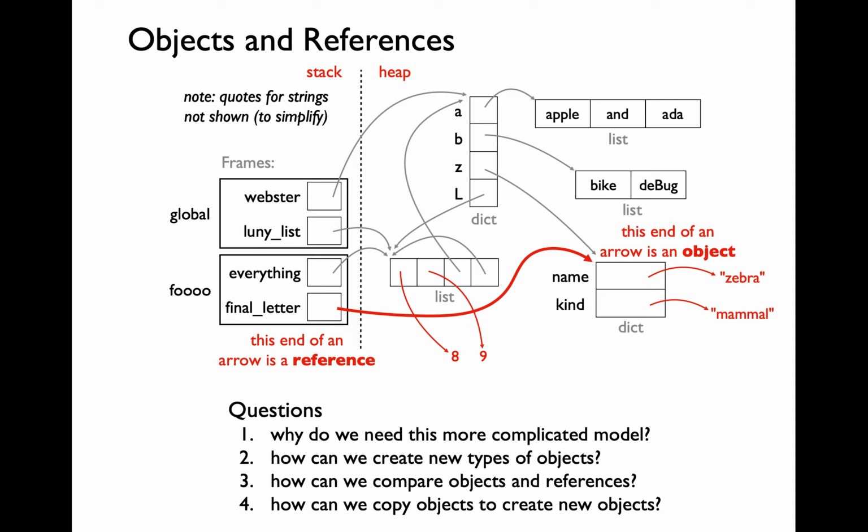Up until last lecture, we did not learn about objects and references and we were doing fine. That's because this complicated model is going to enable us to create custom types, which is pretty cool. How can we compare objects and references? Can we just use the double equal to comparison operator? The answer is no. We are going to learn about a new comparison operator called is. How can we copy objects to create new objects? We are going to learn answers to all of these questions as part of today's lecture.